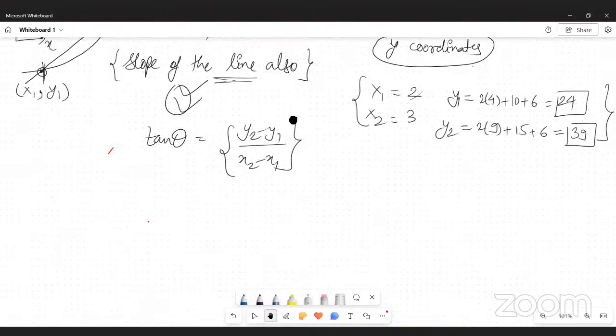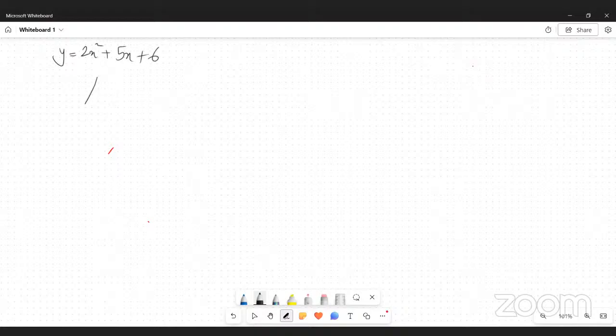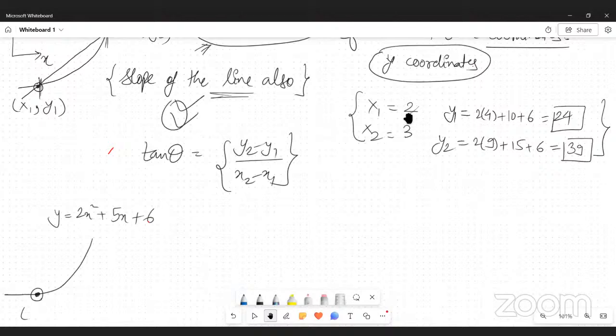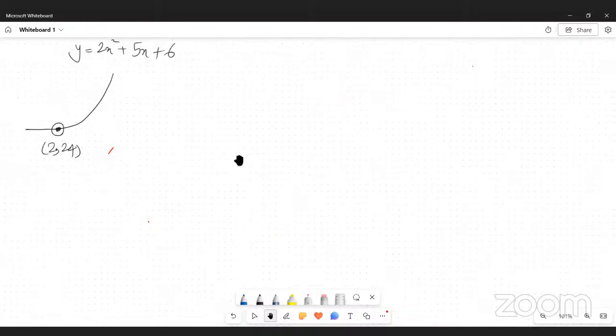So now we will play a small game over here. For example, I have this relation that Bhavna had told me. Now I will keep one of the points fixed, like she had told me. What was the first coordinate she gave me? She gave me the first coordinate as 2 and 24. So it will be 2 comma 24, right? X1 comma y1. And the other point, I can keep it as a variable. I'll keep it as anything x comma y.